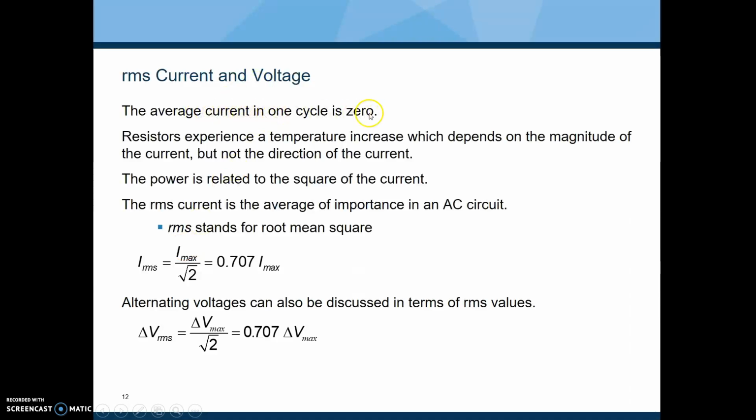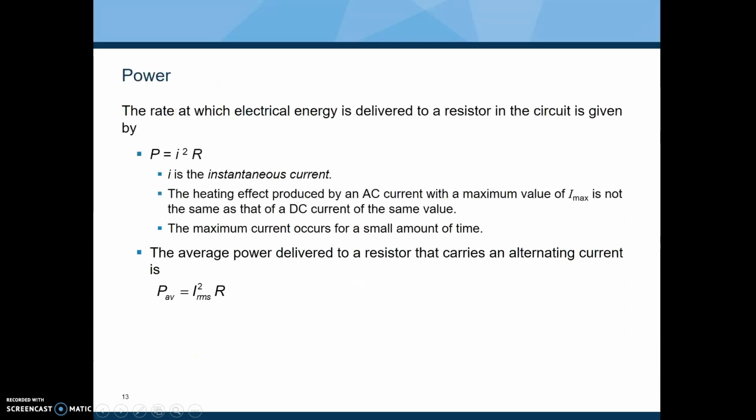The average current in one cycle is zero. Resistors experience a temperature increase which depends on the magnitude of the current but not the direction of the current. The power is related to the square of the current. The RMS current is the average of importance in an AC circuit. RMS stands for root mean square value. IRMS is Imax by root 2, which is 0.707 times the maximum value. Alternating voltages can also be discussed in terms of RMS values, where VRMS is Vmax by root 2, 0.707 times Vmax.